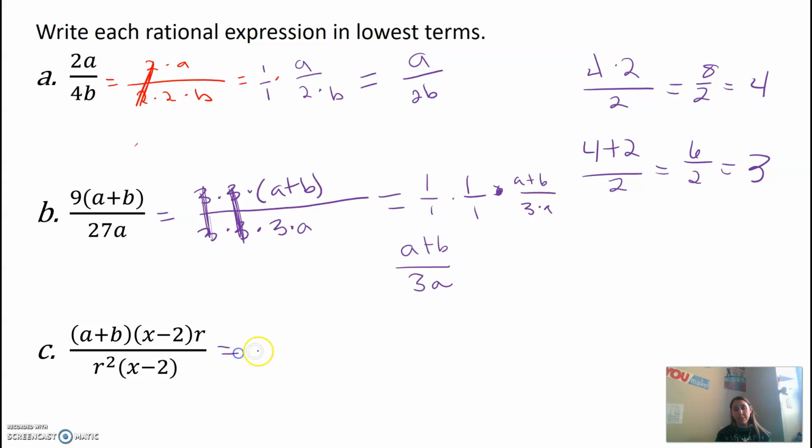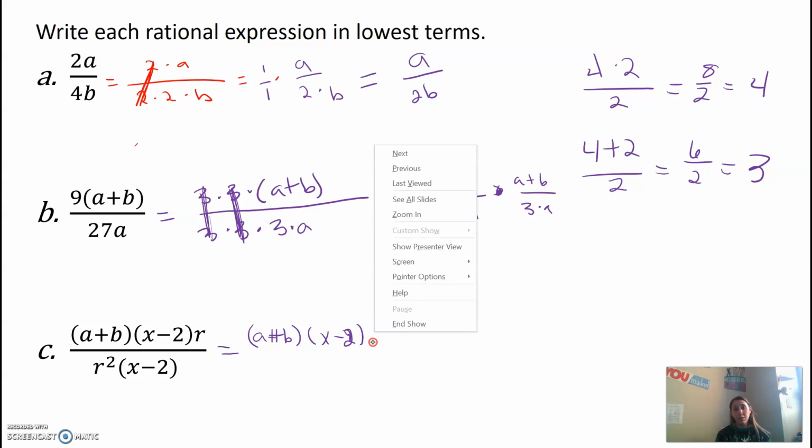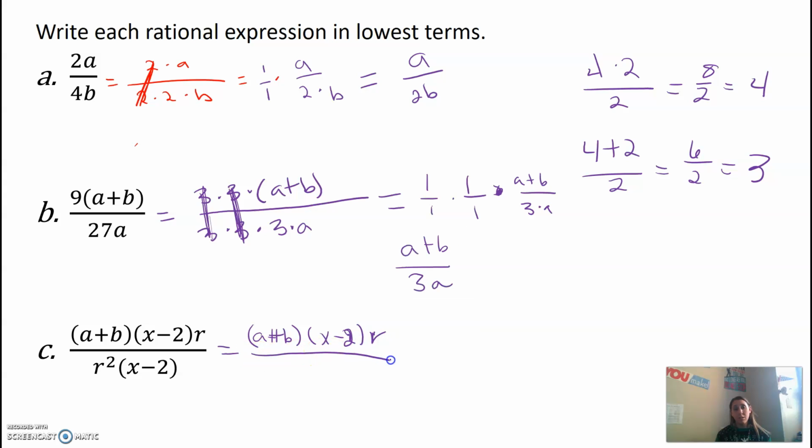X minus 2 is its own factor, and then R is all by itself. So the numerator is going to stay, it's already factored, so we're going to have A plus B, and we have X minus 2, then times R, all over R times the X minus 2. So then we need to find the same thing on the top and the bottom. Well, we have an R here and an R here, so that turns into a 1. And we have an X minus 2 and an X minus 2. So that whole thing, because they're exactly the same, turns into a 1. So we end up with A plus B over R. And that would be our final answer.